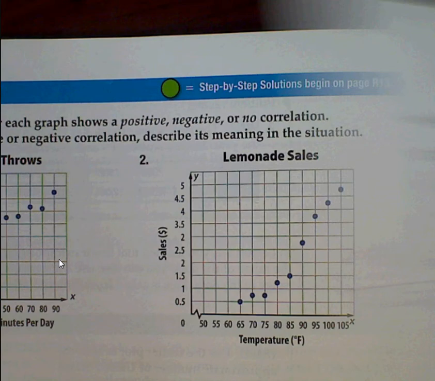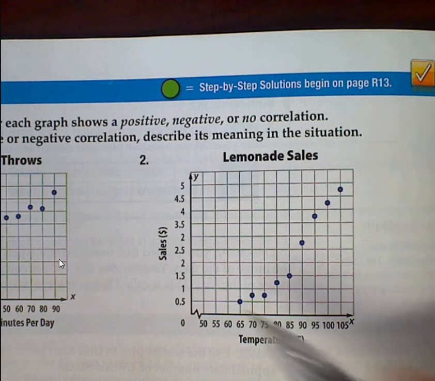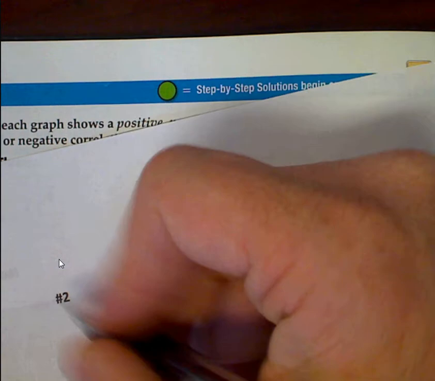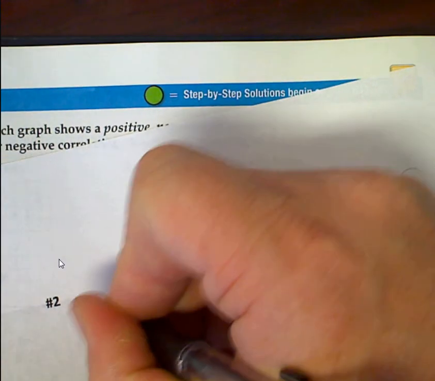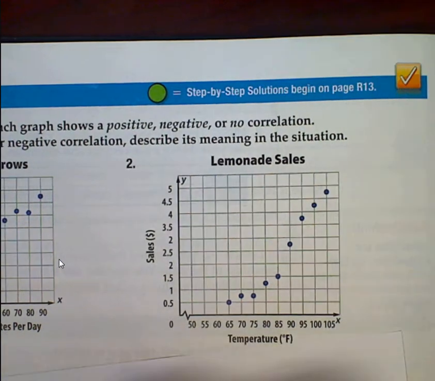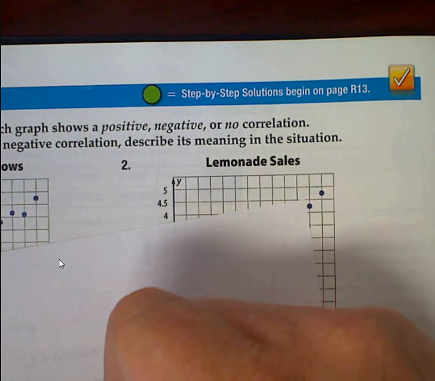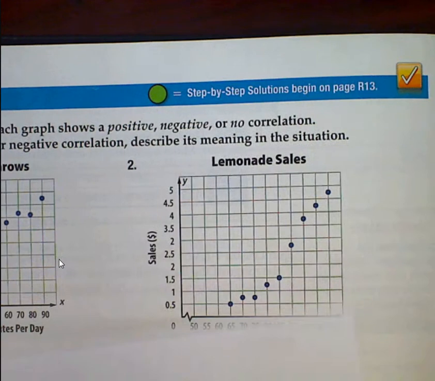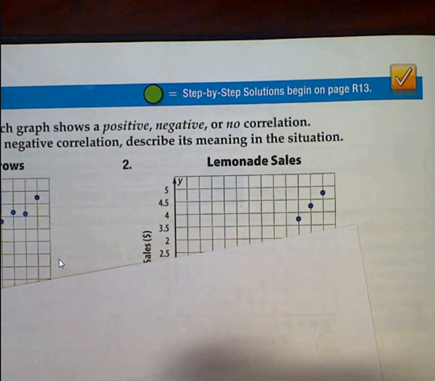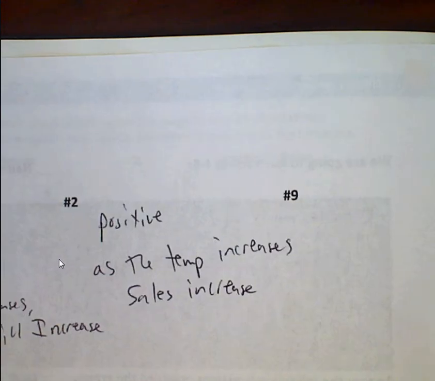Number 2, we're doing the same thing. Once again, we see a positive correlation. So this is lemonade sales. We always do x first. So as the temperature increases, our sales increase. We are done with number 1 and number 2.